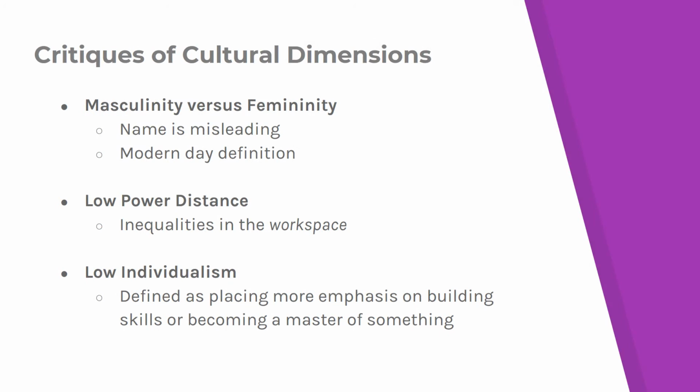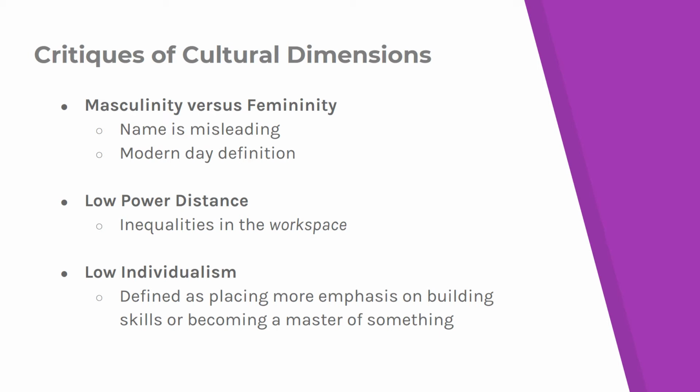We also have a few critiques of how some of the cultural dimensions were defined. Masculinity versus femininity: the name is a bit misleading because it disagrees with our modern day definition of masculinity and femininity. And we can sort of see why Hofstede defined these tough versus tender cultures in the way that he did, because IBM workspaces were probably devoid of the female counterpart, so he instead defined femininity to be synonymous with a more cooperative, supportive culture.